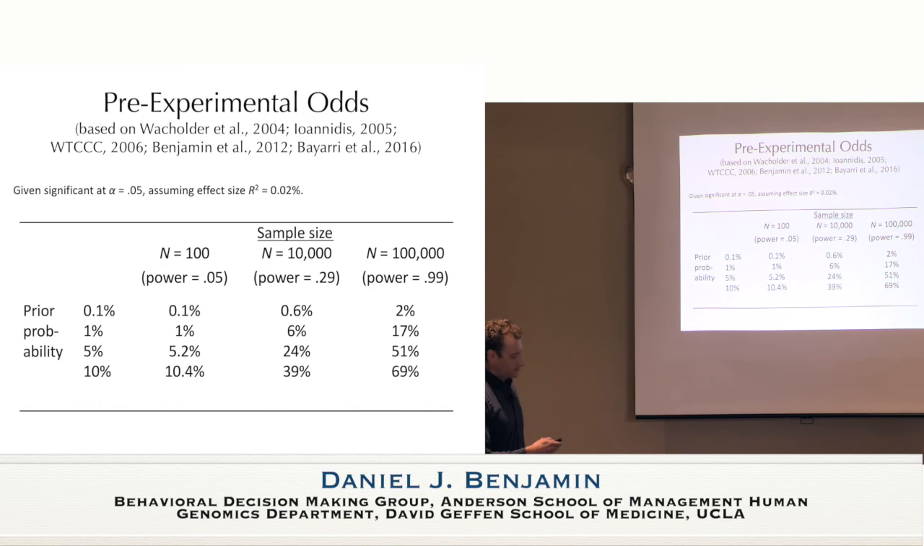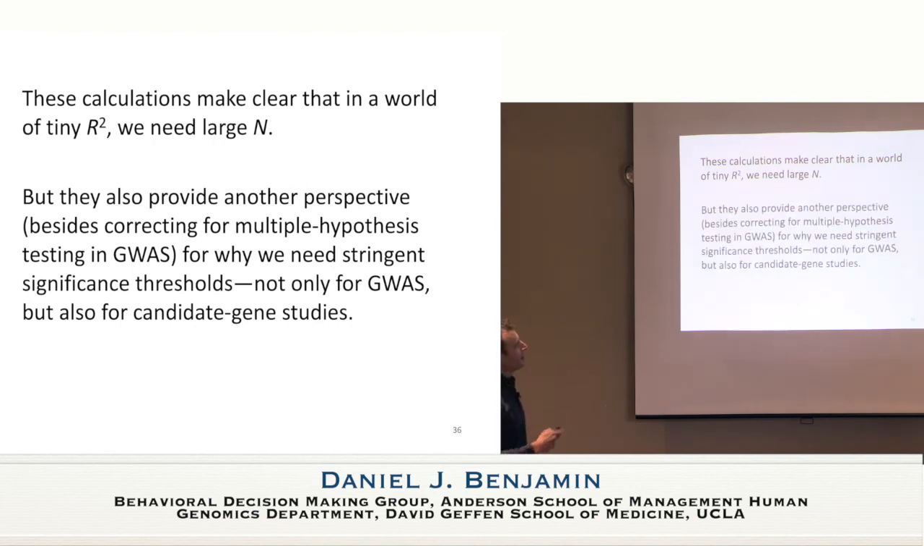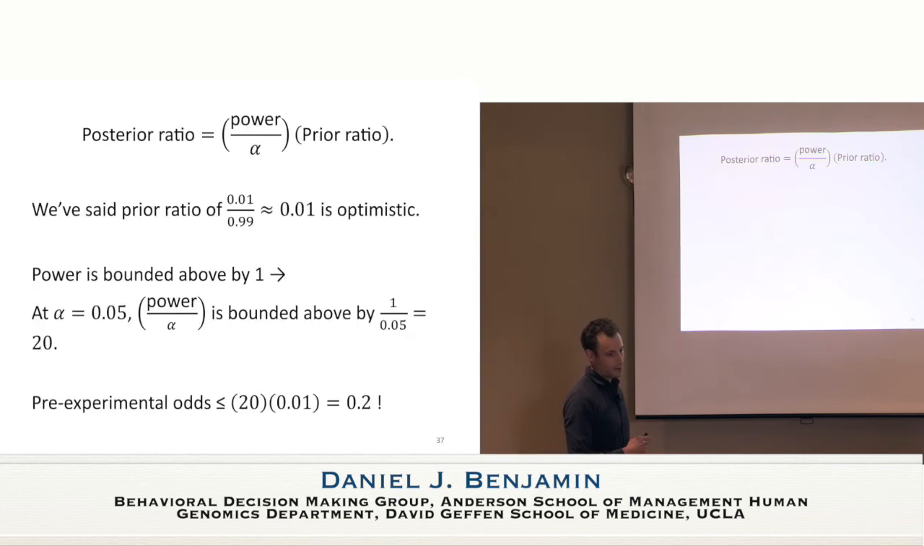So why is that? Well, the first point I made is that when we have these tiny effect sizes, we're going to need large sample sizes to have adequate power. But this other point is about the significance threshold. It's another perspective for why we need a stringent significance threshold, a Bayesian perspective on it, besides the multiple hypothesis testing frequentist perspective for why we need a stringent significance threshold like genome-wide significance. And not only for GWAS, but even for a candidate gene study, we should have been using a much more stringent significance threshold. So what's the idea here?